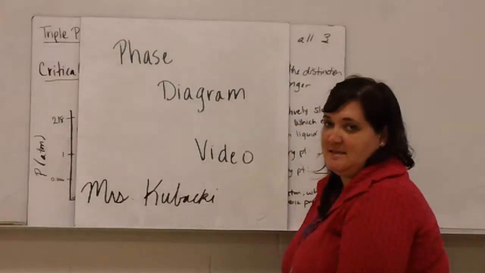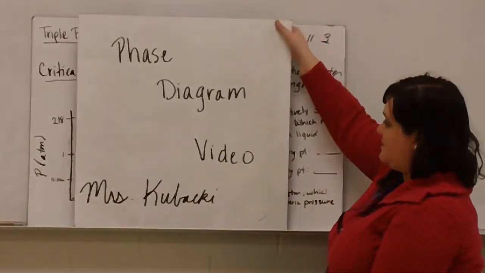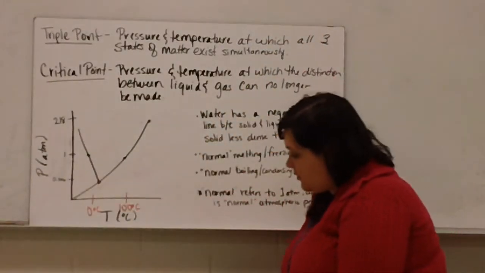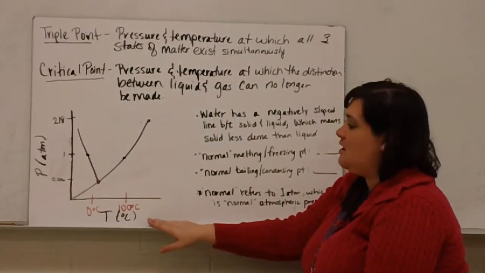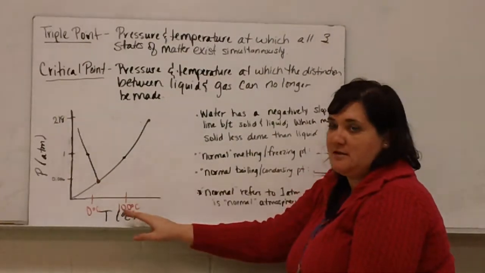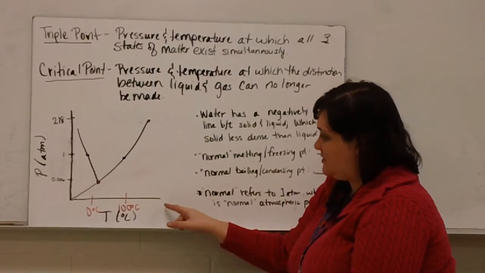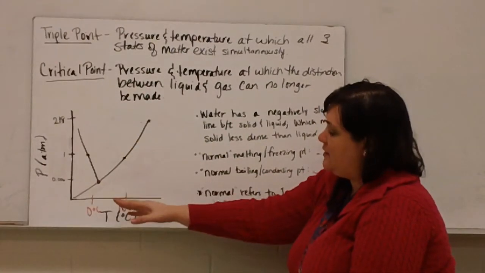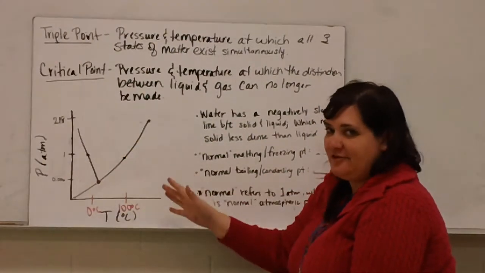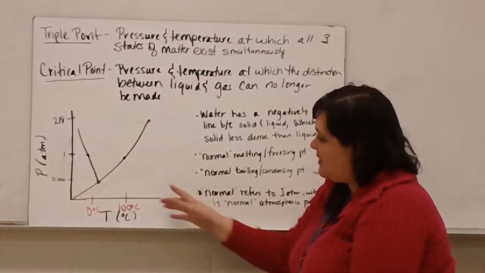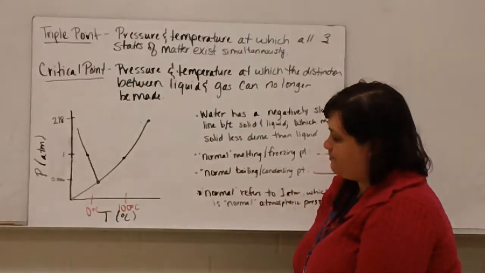Today we're going to learn about phase diagrams. Phase diagrams are just graphs that show us various pressure and temperature conditions for a particular substance. Now, every phase diagram looks like this one. It has a Y shape. It may have a slightly different looking Y shape, but they all have that general pattern.